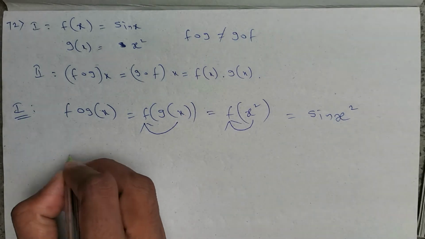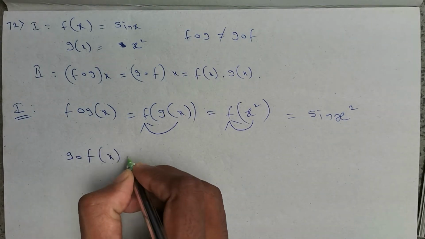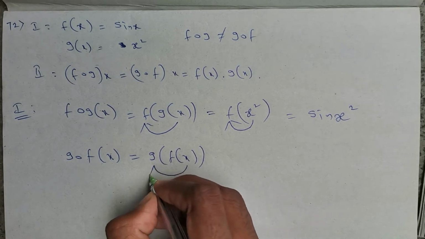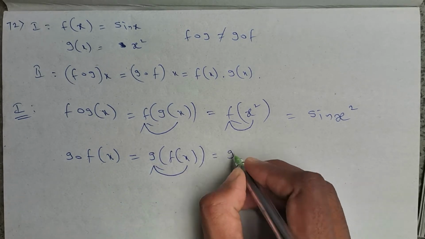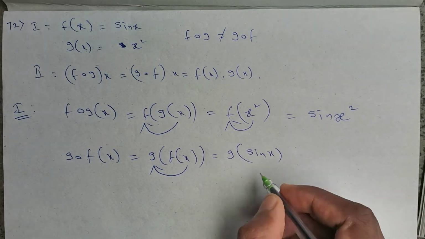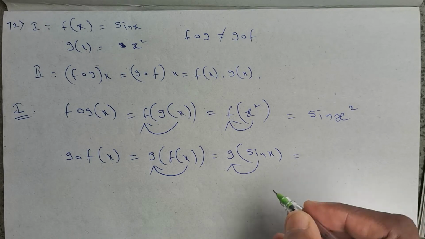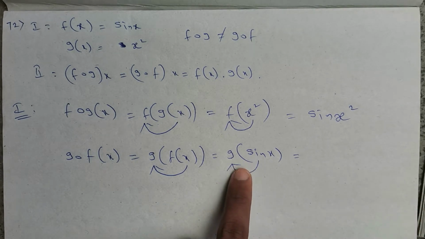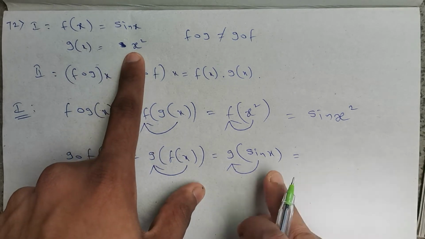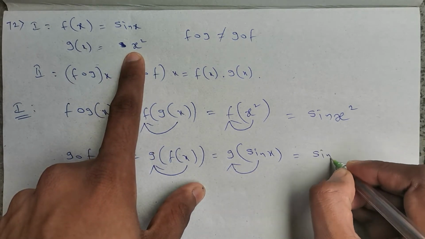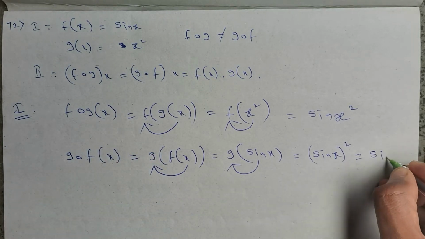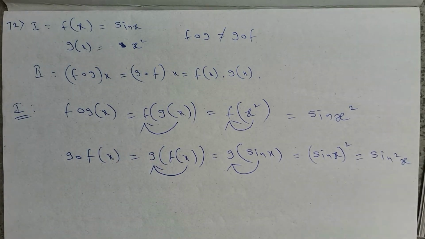Now g of f of x is equal to g of f of x. F of x value I need to substitute in g. That is g of f of x, value sin x. So this sin x I need to substitute in the place of g, where I have x. So in the place of x, sin x, here whole square is there. So sin x whole square, sin square x.